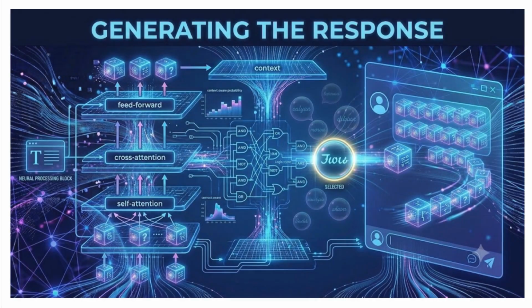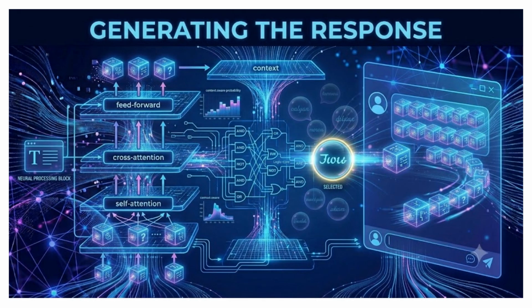After the transformer model has analyzed the user's prompt, ChatGPT is finally ready to generate a response. As shown in this illustration, the processed information flows through the neural network, where the model predicts the next most likely token. Instead of generating an entire sentence at once, ChatGPT creates its response one token at a time.